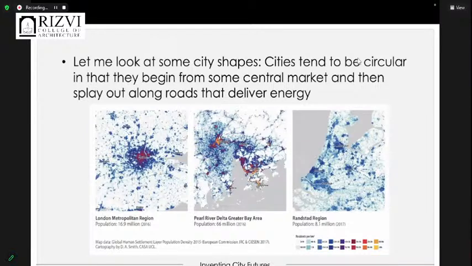So let me look at some city shapes and say something about them. Cities tend to be circular. There is normally some central point in most big cities, basically. The central point, which is the centre of settlement, which essentially is the central market. I mean, cities exist because people come together to actually trade and exchange.